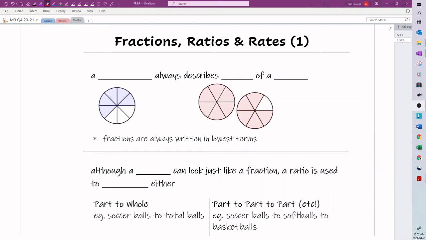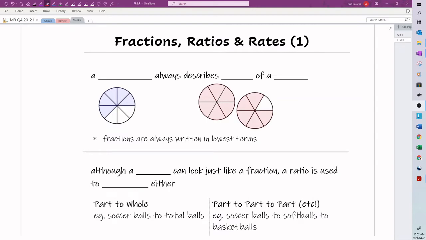Okay, now we're going to talk about fractions, ratios, and rates, and the difference between them. And I'm assuming that this is review, something that you've seen before. If it's not, well, just go with it. It's not that complicated, and just having an overview of it will help you later on in the course.